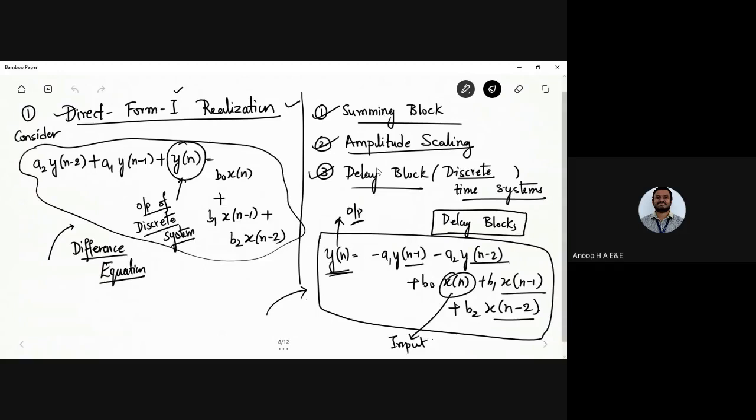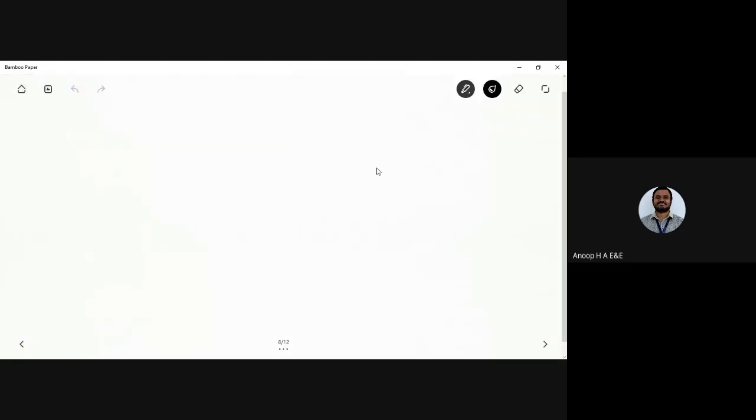So now let me show you the direct form 1 realization. This is the input x of n. Now I introduce a delay block here, that is z power minus 1. So what is the output here? That is x of n minus 1. Next, this is another delay block that I'm writing here, whose output is x of n minus 2.